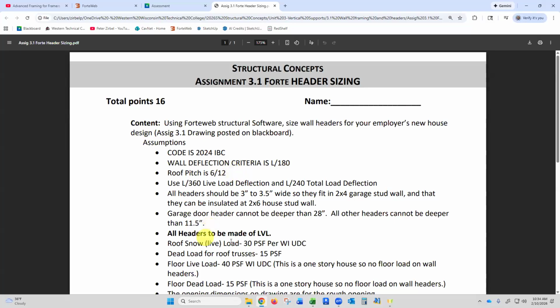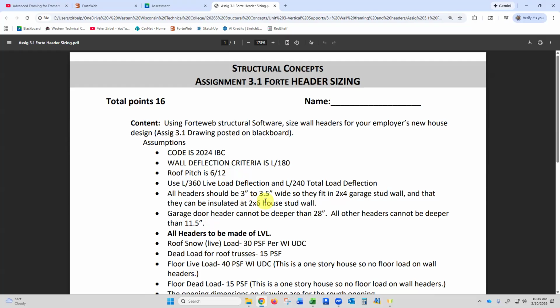We are going to do all our headers out of LVL in this case, a 2-ply LVL. I'm just doing it for the heck of it, to have you size with LVLs instead of with 2-bys. So all headers should be 3 inches to 3.5 inches wide. That way they can fit in a 2x4 stud garage wall, and they can be insulated in a 2x6 stud house wall.